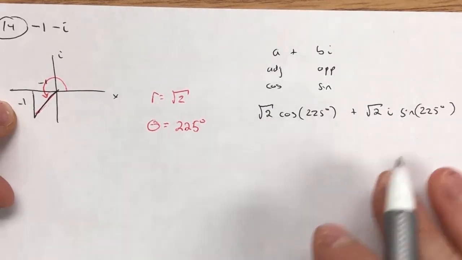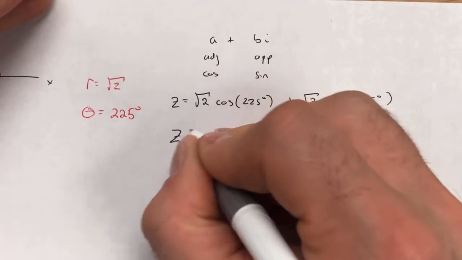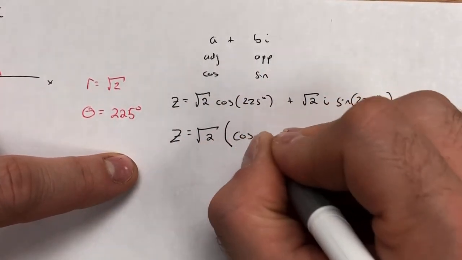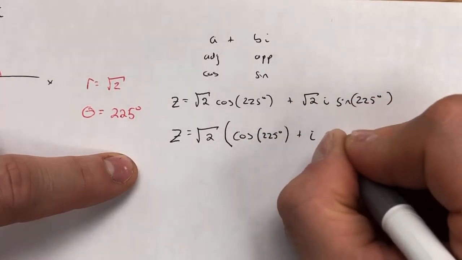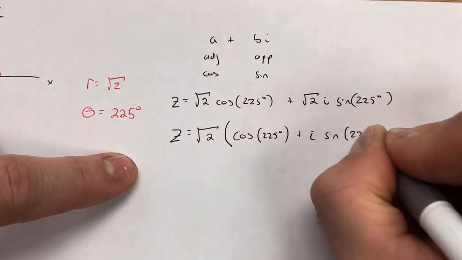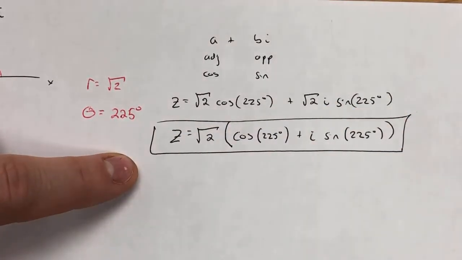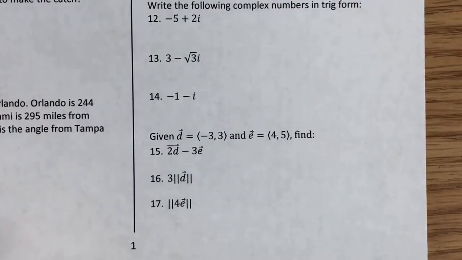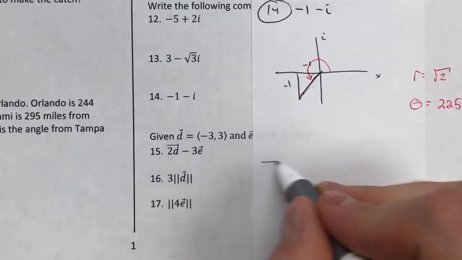I tend to factor out the root 2. I say my trig form, which is denoted by z, is root 2 parenthesis cos plus i sine. Boom. And that's number 14. And so that's going to bring us to question 15.